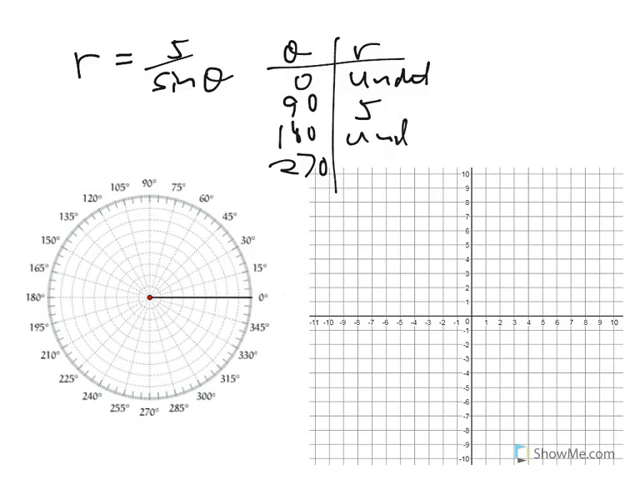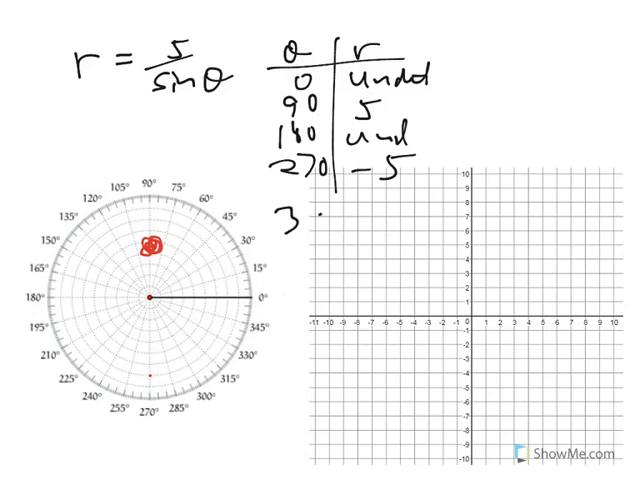180 is undefined again, and 270 becomes negative 5. So that's not so good. I have 2 points, 90, which is over here somewhere, and 270, negative 5, which is also over there. So that's not so useful. So why don't I throw in another couple of points?